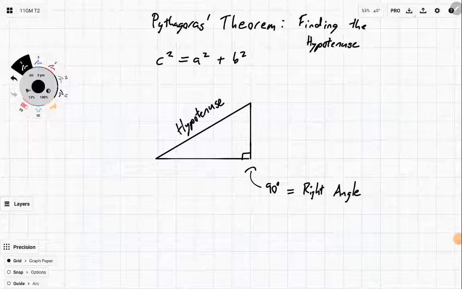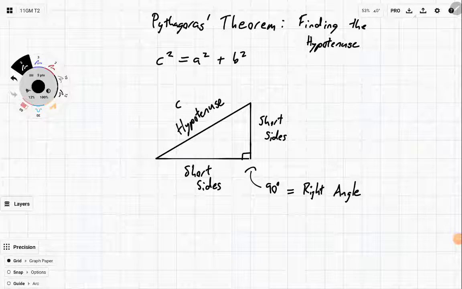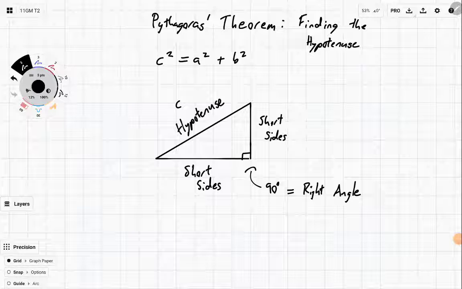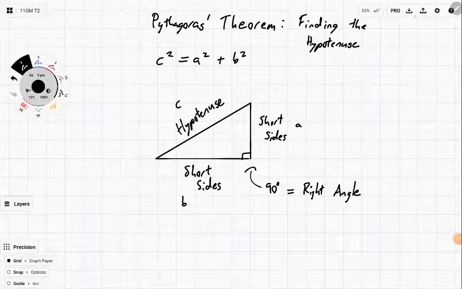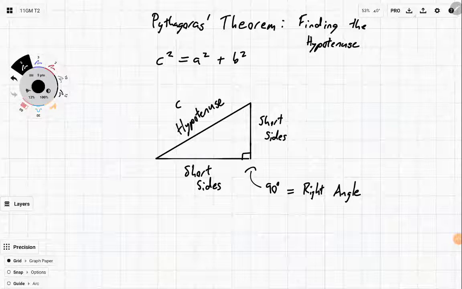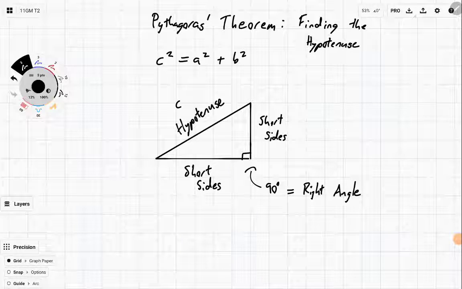Now, the other two sides are the short sides. Sometimes the short sides can be the same length, but most of the time one of them is going to be slightly longer or shorter than the other one. In fact, they can be quite different in length, but they will always be shorter than the hypotenuse. There's no way around it. By convention, we label the hypotenuse with the letter C, and we label the two short sides with A and B. You can label it A and B this way, or you can label it A and B this way. It doesn't matter. These are both the short sides. One of them is A and the other is B.